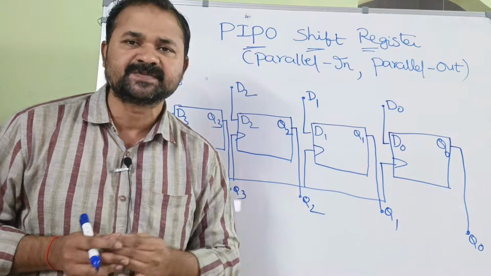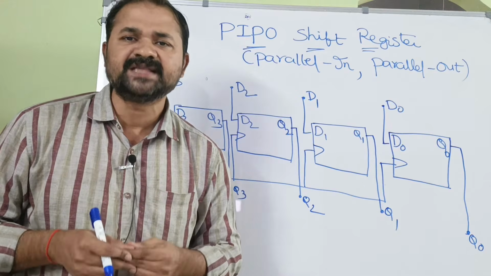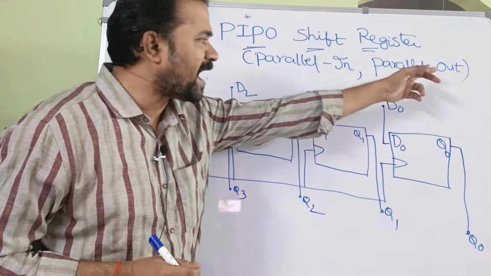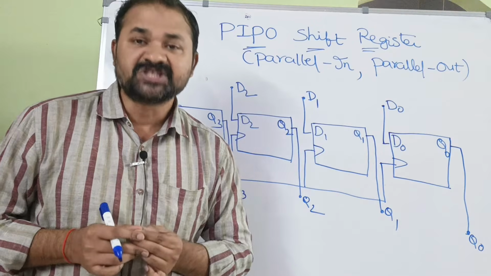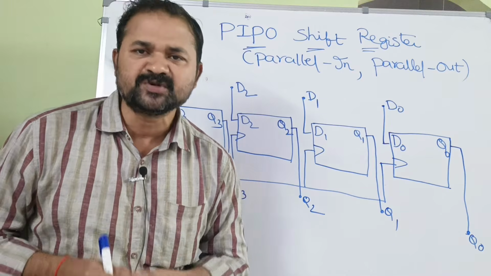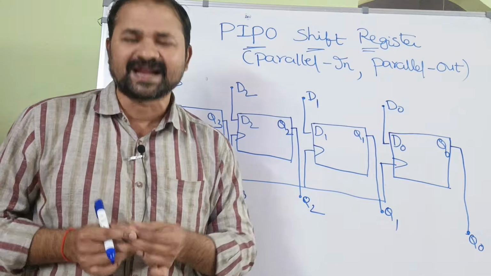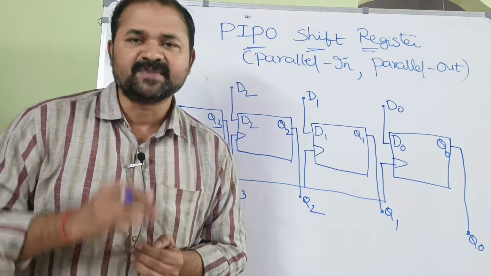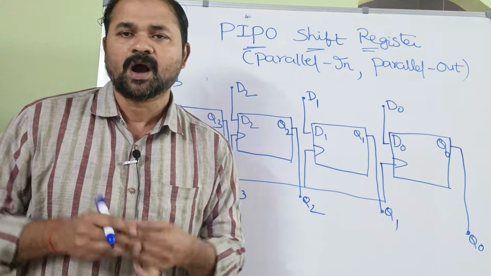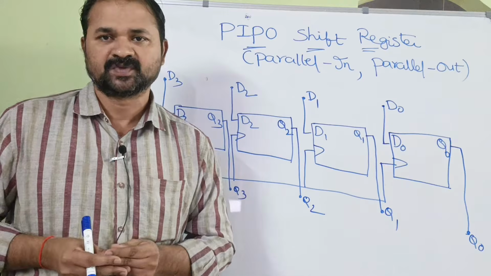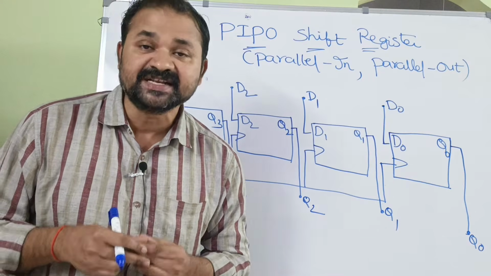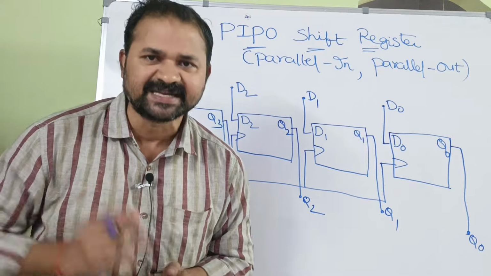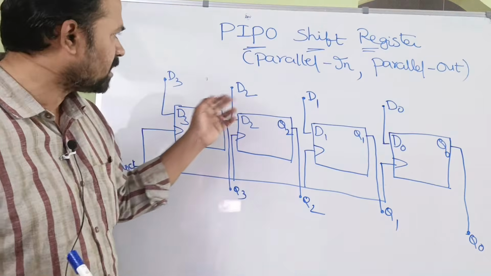Parallel in means we have to apply the input in parallel, whereas parallel out means the shift register will produce the output in parallel. So parallel means simultaneously. So simultaneously we have to apply all the inputs. Likewise, the shift register also produces the output at a time, simultaneously. Now let's see the example.